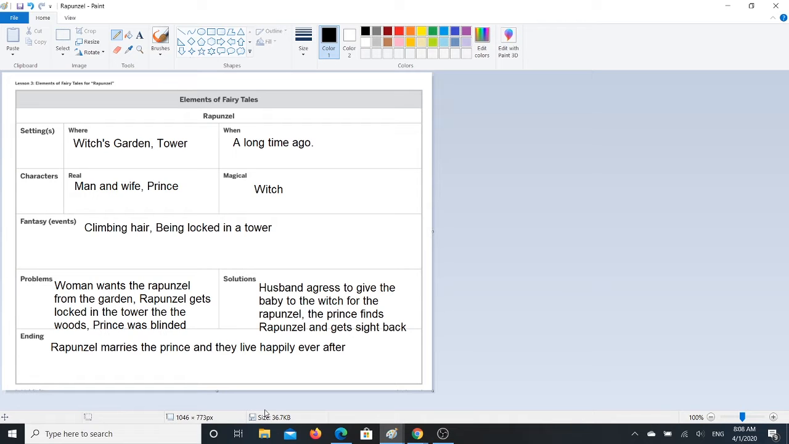We also talked about Rapunzel. Some of the problems in the story of Rapunzel are that the woman wanted Rapunzel from the garden, the lettuce Rapunzel. Rapunzel, the girl, gets locked in the tower and taken into the deep woods, and the prince was blinded. And the solution to that was the husband agrees to give the baby to the witch for Rapunzel, and the prince finds Rapunzel, the girl, and gets his sight back.